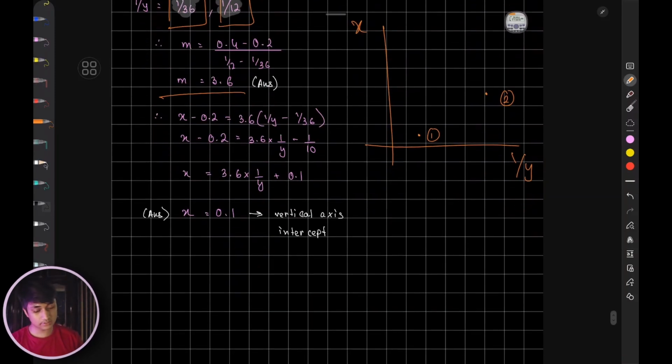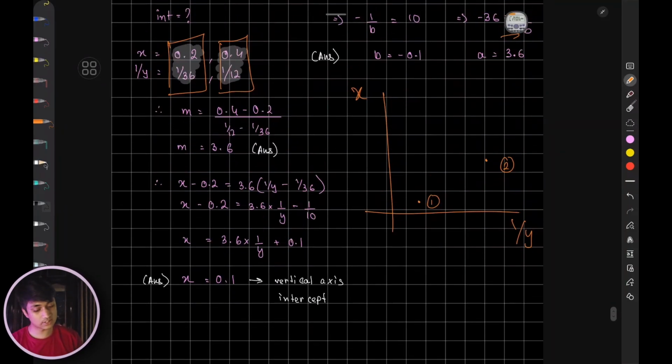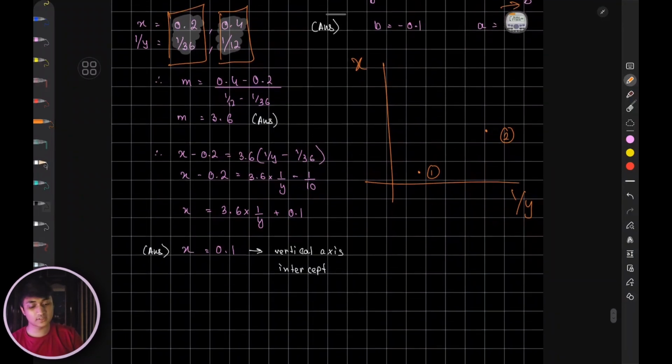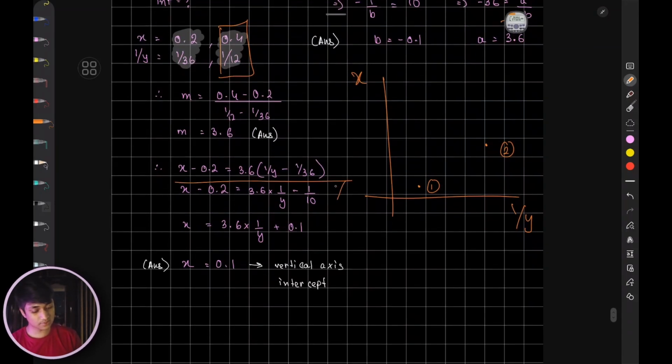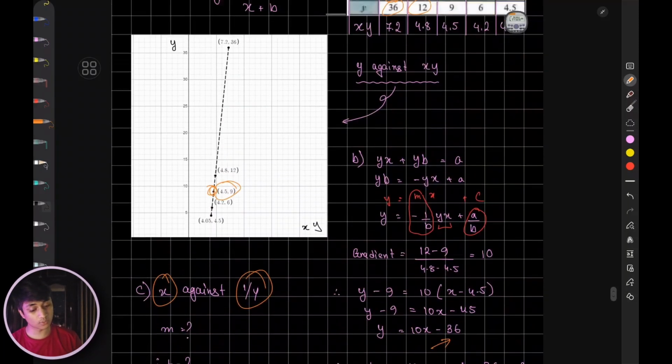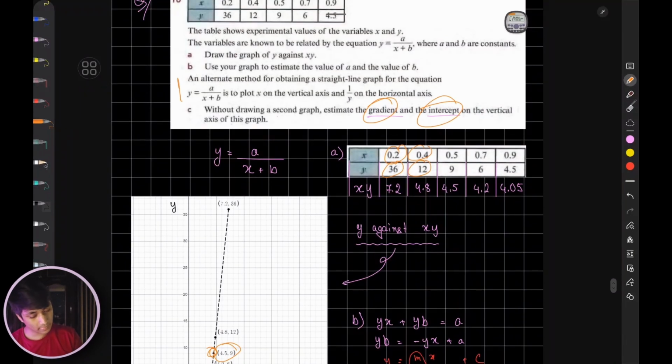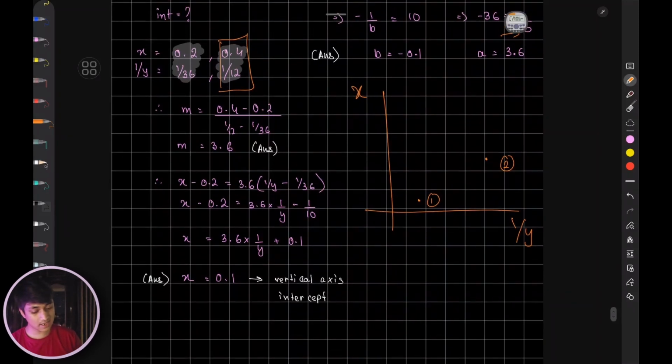So you know the gradient. Great. Now can you formulate an equation? Yes, you can. So x minus, take any of the coordinates. I'm going to take this one. And it's going to be x minus 0.2 is equal to gradient times 1 by y minus 1 by 36. Okay. So now simplify all this and you're going to get x in terms of 1 by y, which is ultimately what they wanted, which is x on the vertical axis and 1 by y on the horizontal axis. So our straight line equation respects that statement.